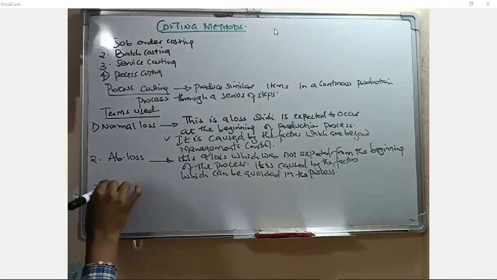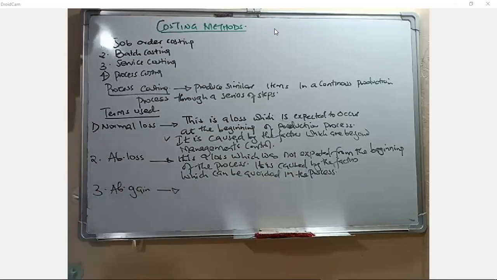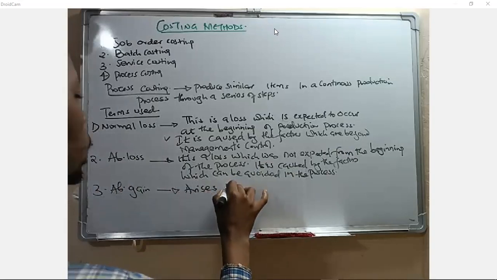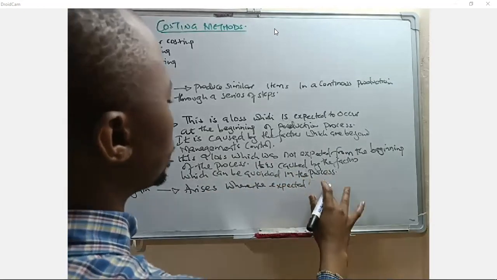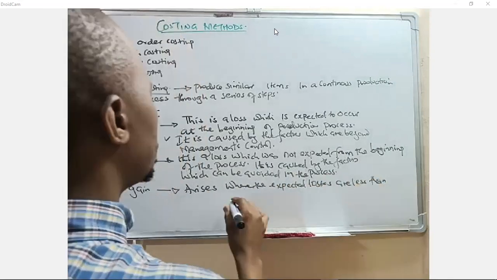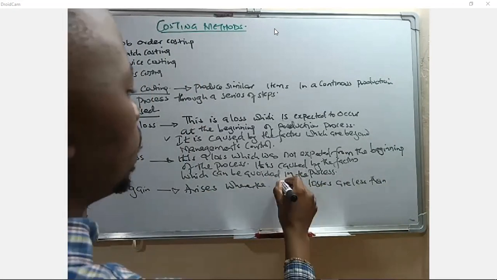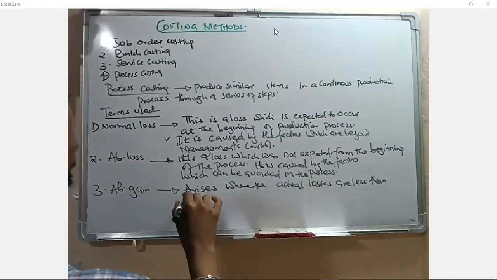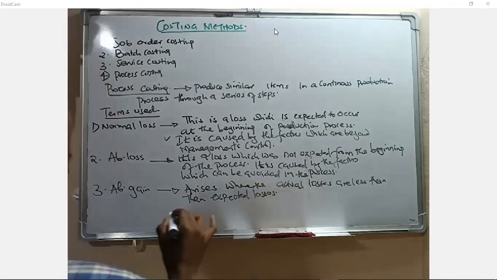Number three, we look at the abnormal gain. And you ask yourself, what is an abnormal gain? We say it arises where the actual losses are less than the expected losses.